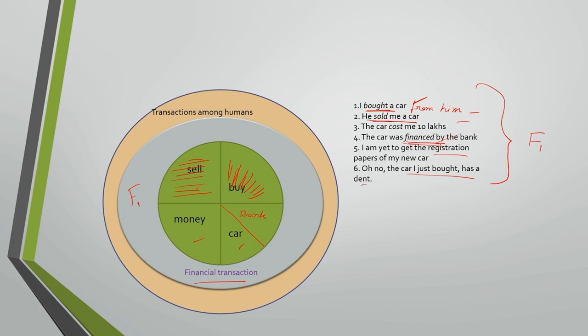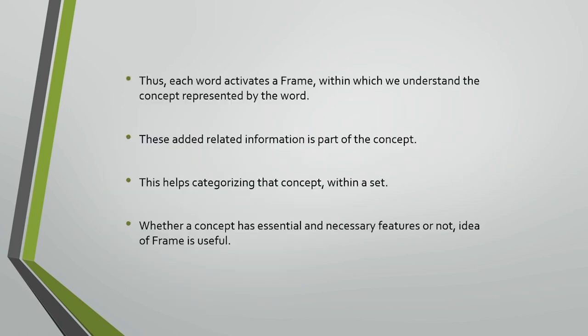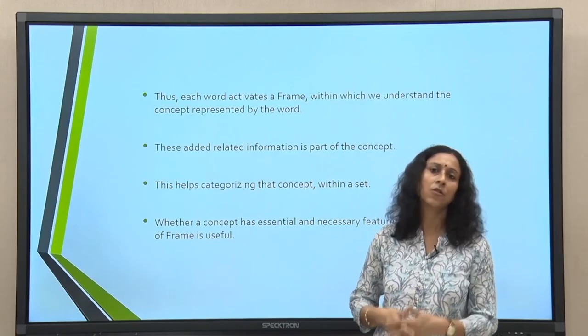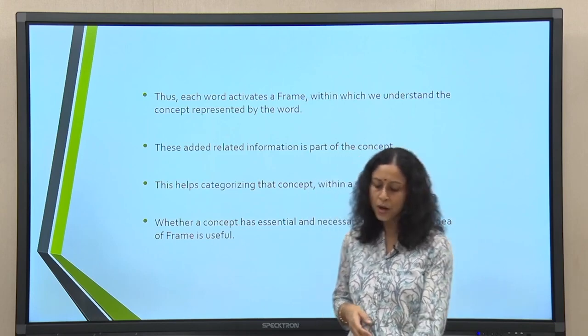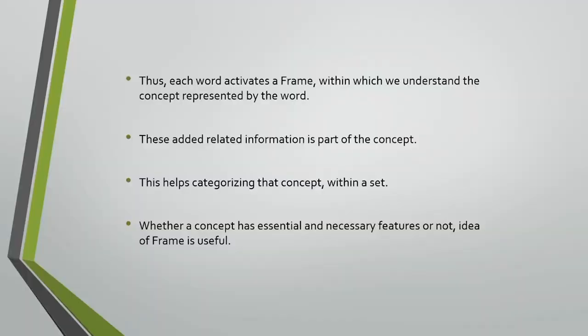There can be so many other types. So, again financial transaction is part of an even bigger frame, which we can call frame 2, various kinds of transactions among humans, and so on and so forth. This is roughly the idea of frame or context or idealized cognitive model. So, each word activates a frame with which we understand the concept represented by the word.